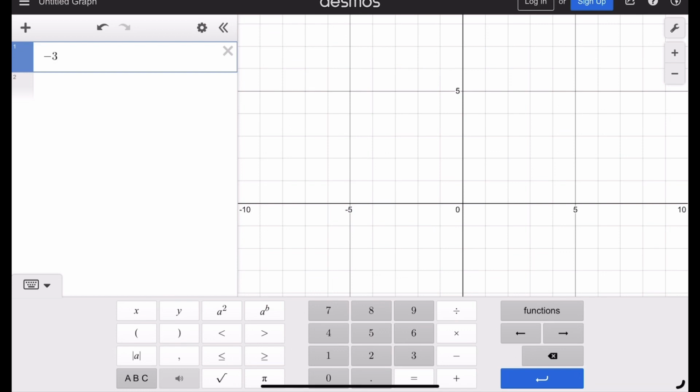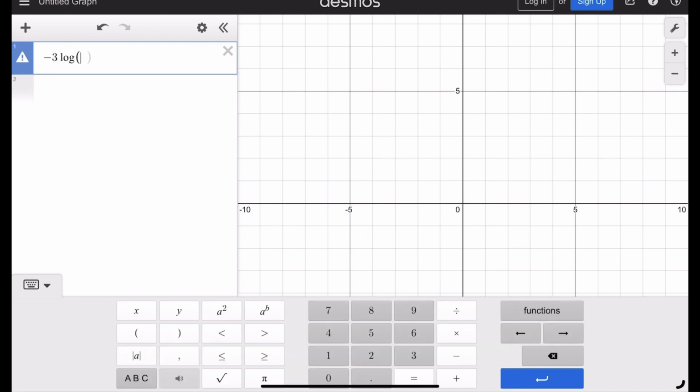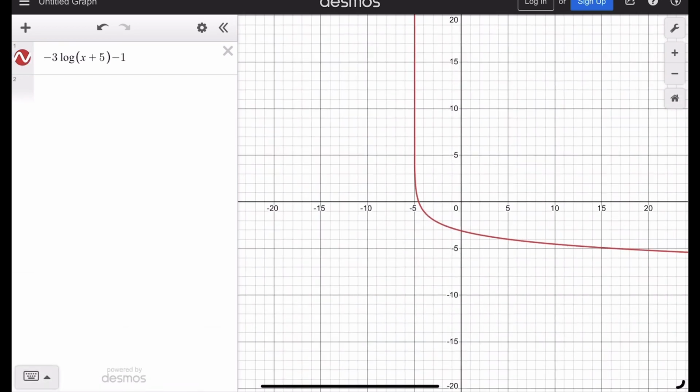Okay, so now here I am in Desmos, so I'm going to go ahead and type in this function. So -3, and then I have log, and then that's going to be parentheses, x plus 5, close parentheses, and then minus 1. Okay, so now if we look at this graph, we kind of get an idea of what it looks like, okay?